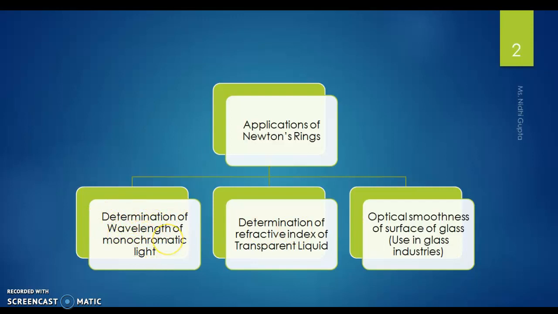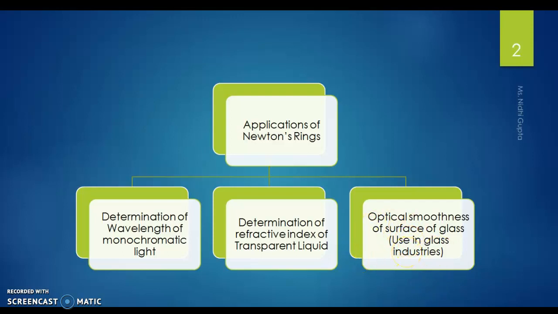If we have a source of light whose wavelength is lambda, we can find the wavelength of that source of light. Similarly, we can find the refractive index, that is mu, of any transparent liquid. And in the glass industry, it is widely used to check the optical smoothness of the surface of the glass.